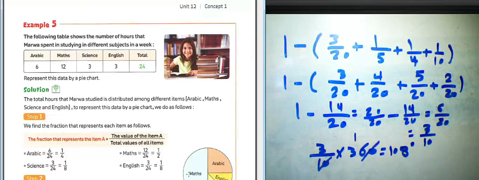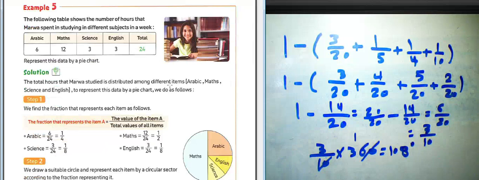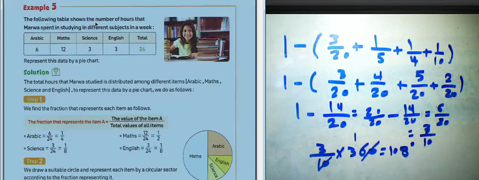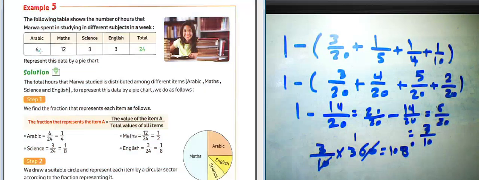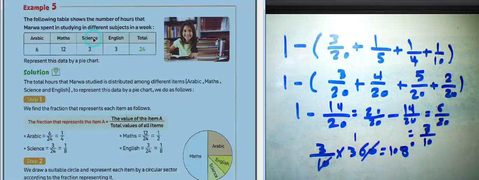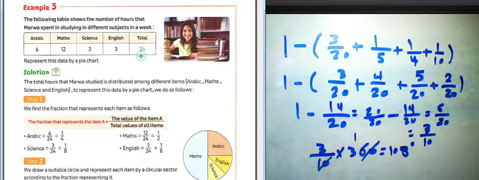Example number 5. The following table shows the number of hours that Marwa spent studying different subjects in a week. Arabic 6, Math 12, Science 3, English 3 hours. The total is 24 hours. She studied Arabic 6 hours, Math 12 hours, Science 3 hours, English 3 hours in the week. Represent this data by a chart.